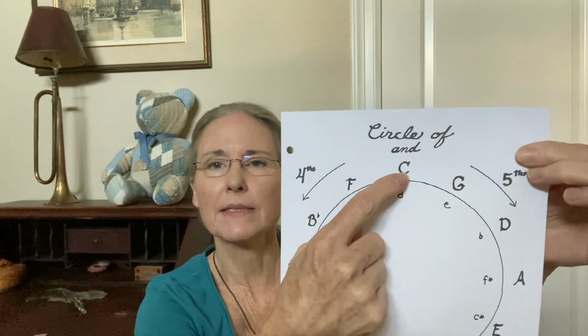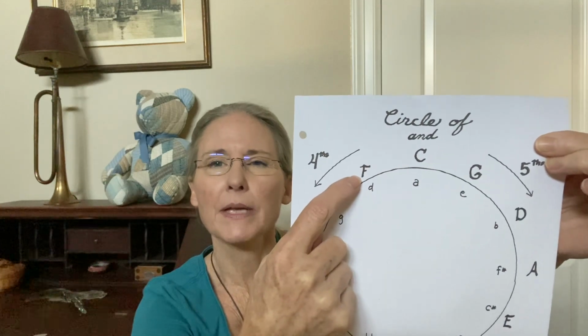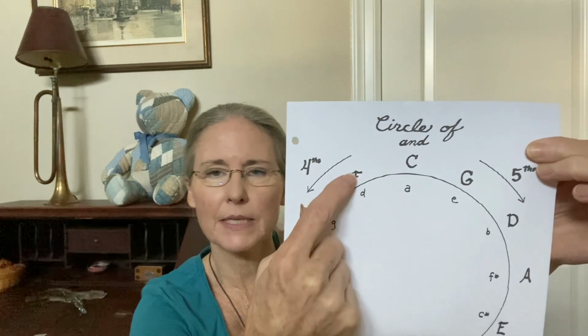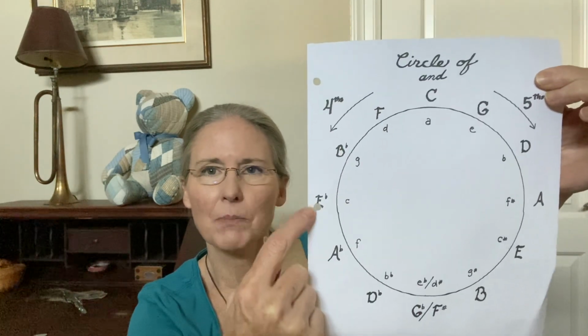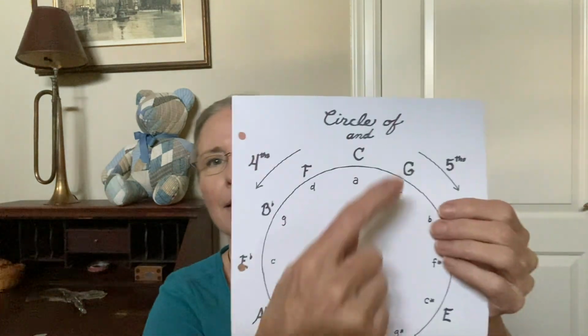So if I'm playing a C and I play an F, I just played the 4 of C. And if I go up a fourth, that's going to be a B flat. And if I go up a fourth, it's going to be an E flat, and so on. And if you keep doing that 12 times, then you come all the way back to C. And that's what we've been doing. You've done it a lot of times already.